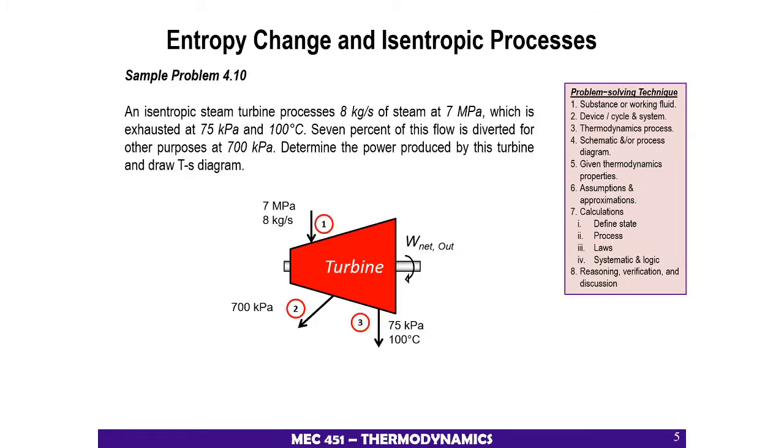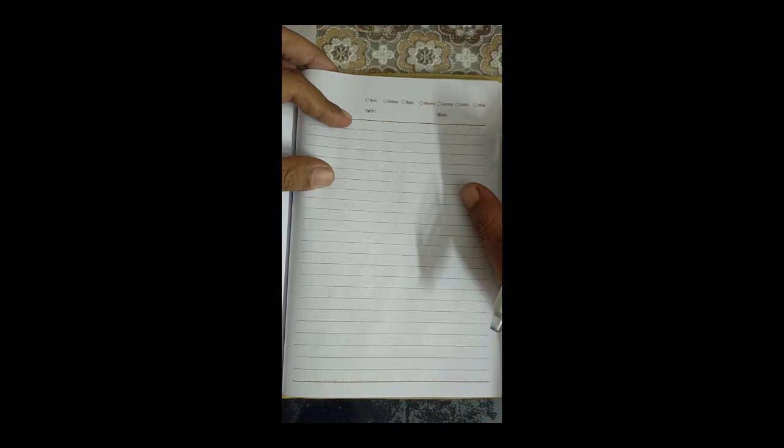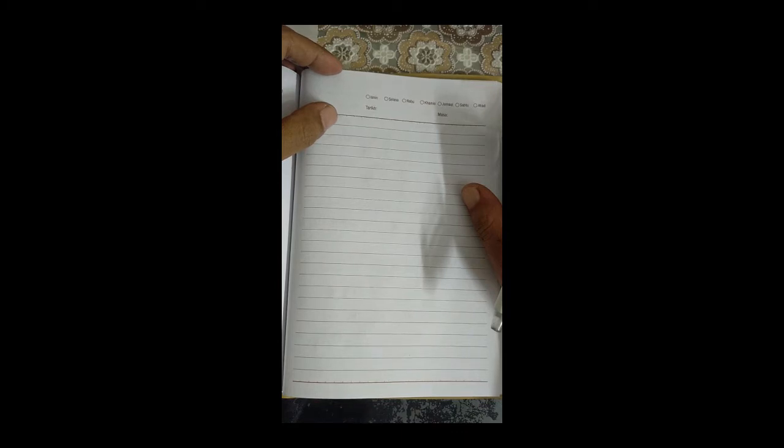Sample problem 4.10. An isentropic steam turbine processes 8 kg per second of steam at 7 MPa, which is exhausted at 75 kPa and 100 degrees Celsius. 7% of this flow is diverted for other purposes at 700 kPa. Determine the power produced by this turbine and draw a TS diagram.